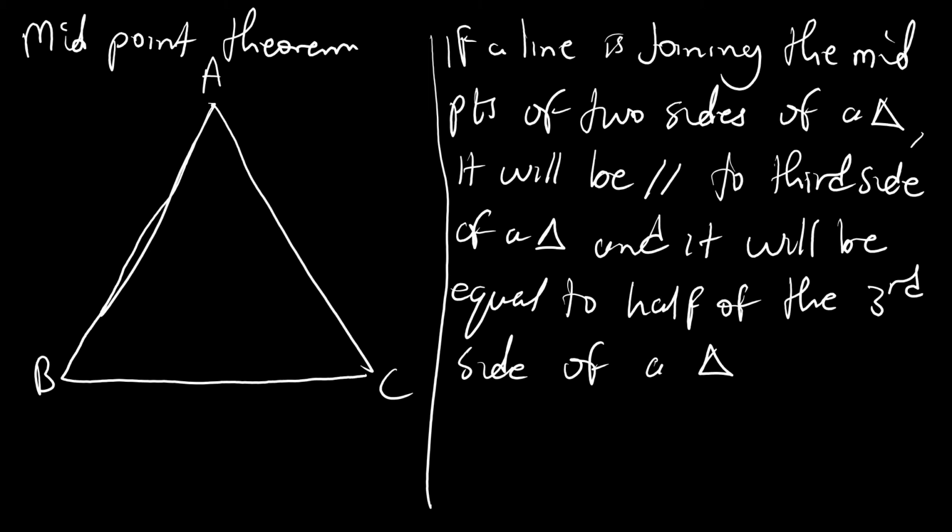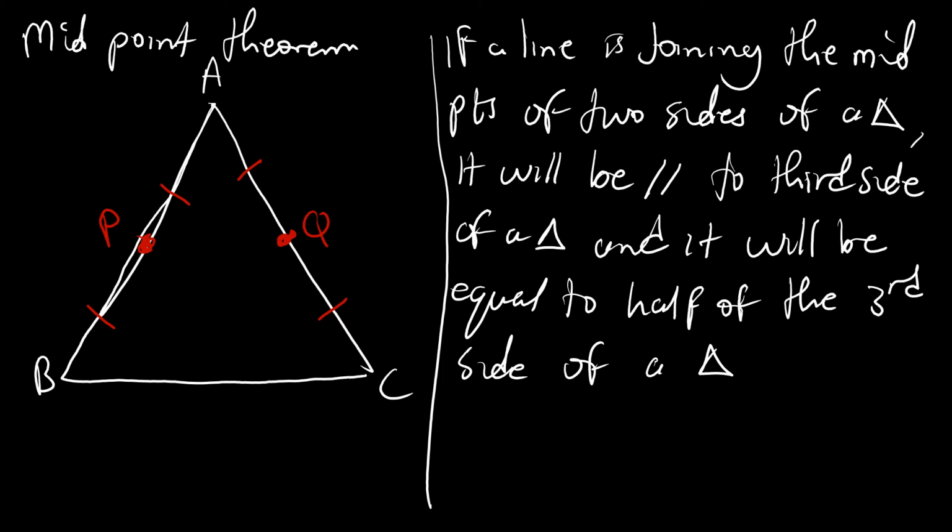Let's start with the midpoints. Let's say we have a midpoint Q, and here we have a midpoint P. So Q is the midpoint of AC and P is the midpoint of AB. Then obviously AQ will be equal to QC, and AP will be equal to PB. Don't forget our midpoints are P and Q.